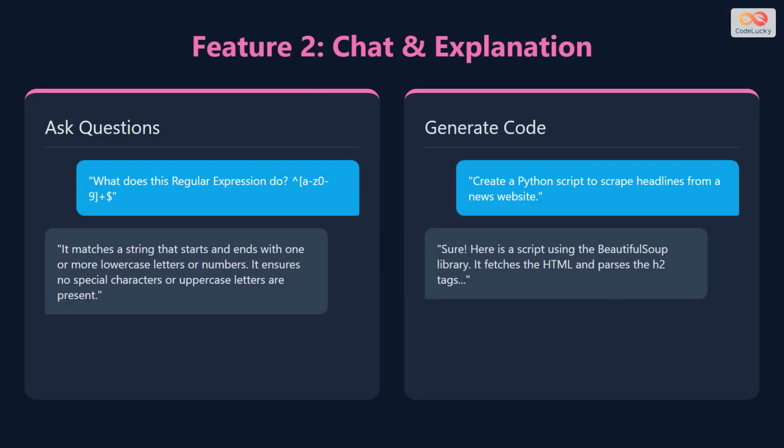Modern assistants often come with a chat interface. This changes the game completely. You can highlight a confusing piece of code and ask, "What does this do?" The AI will explain it in simple terms. Or you can ask it to generate specific scripts, like "write a Python script to scrape a website," and it will provide a working starting point.